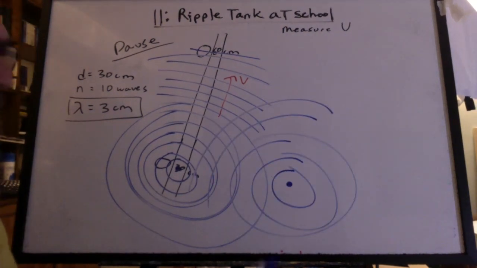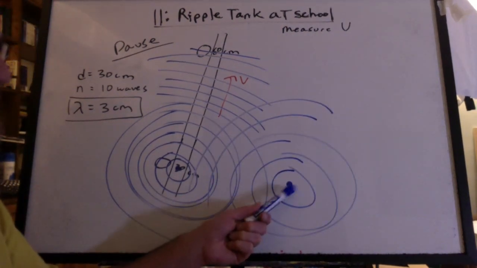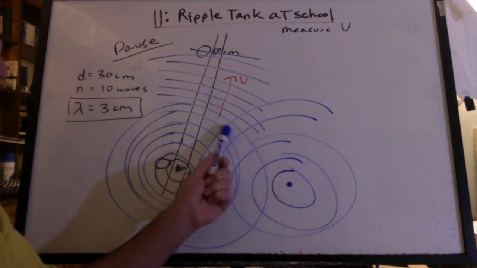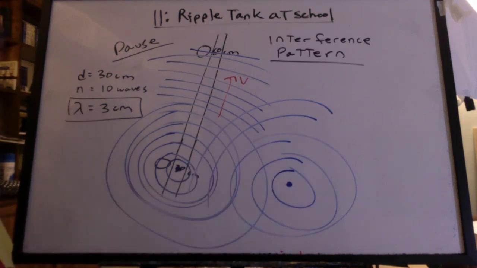In the last part of the video, we put in another source and made two sources overlap, and we created an interference pattern. We'll explore that in the next video.